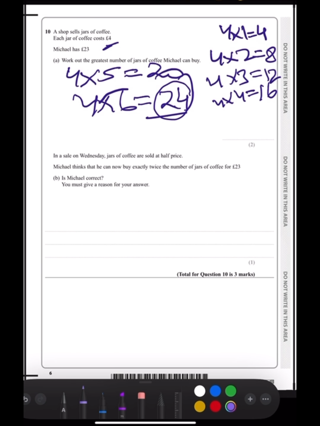And 24 is bigger than 23, so definitely means we cannot buy 6 jars of coffee, which simply means that we can buy at least 5 jars of coffee for 20 pounds. Because if we go less, then it wouldn't make sense and leave out more money. And they are saying what is the greatest number. So now we know that the greatest number of jars of coffee that Michael can buy is 5. So our answer would be 5.